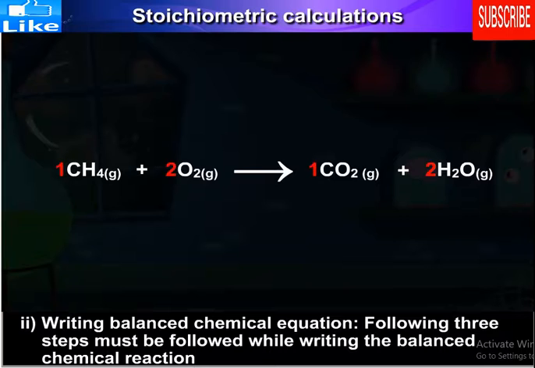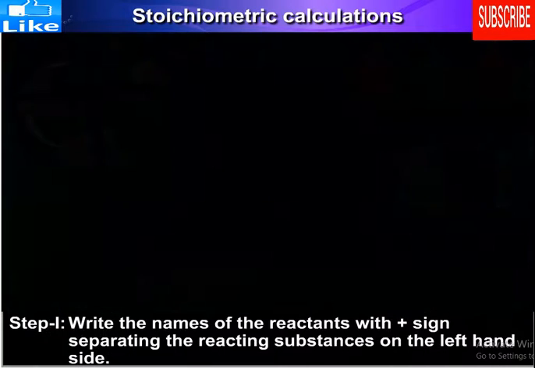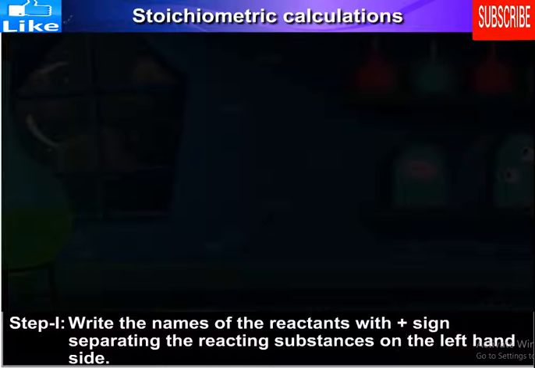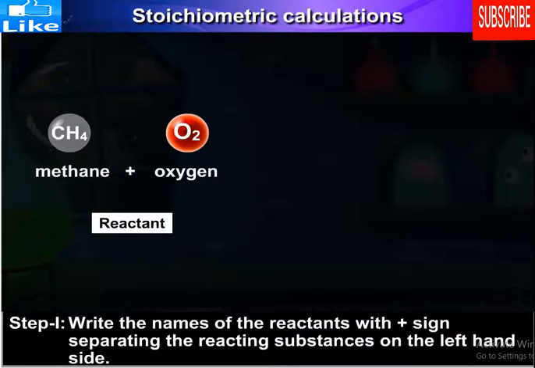2. Writing the balanced chemical equation. The following 3 steps must be followed while writing the balanced chemical reaction. Step 1. Write the names of the reactants with a plus sign separating the reacting substances on the left-hand side.